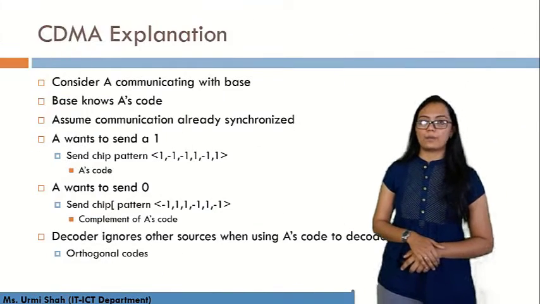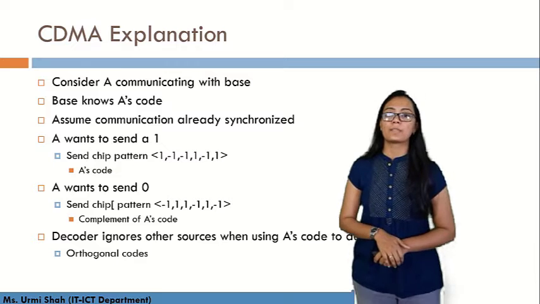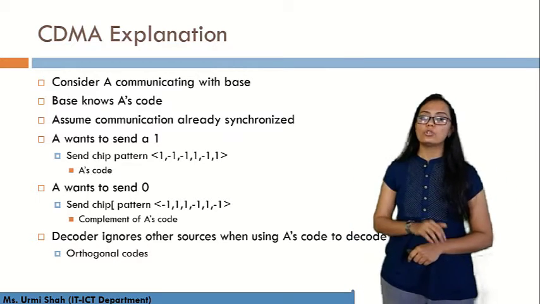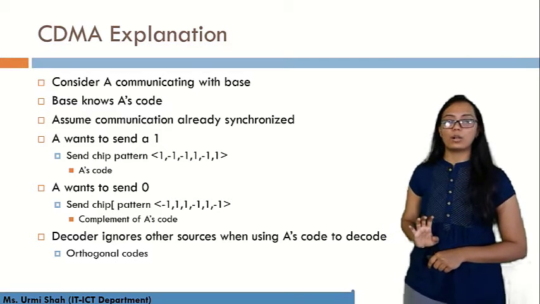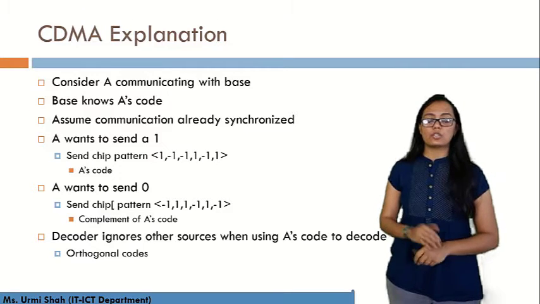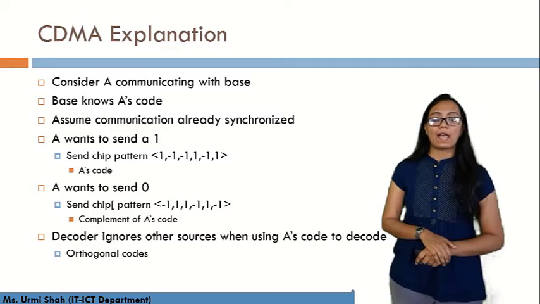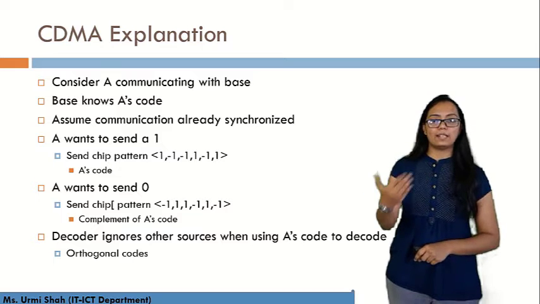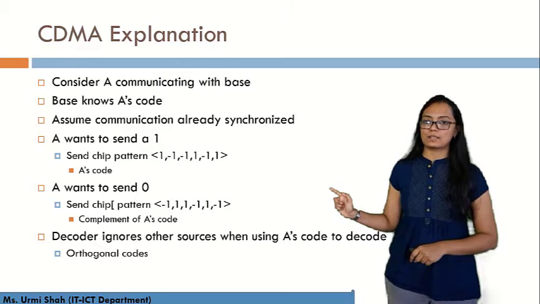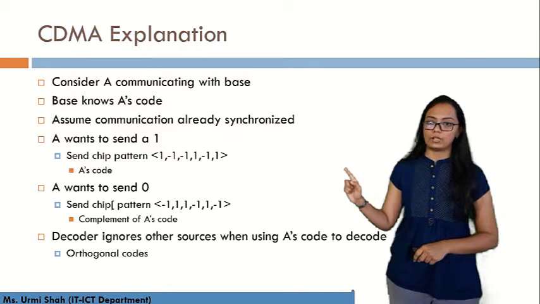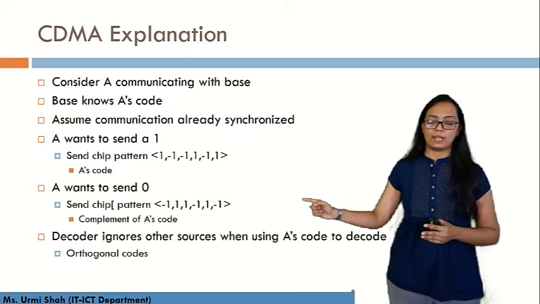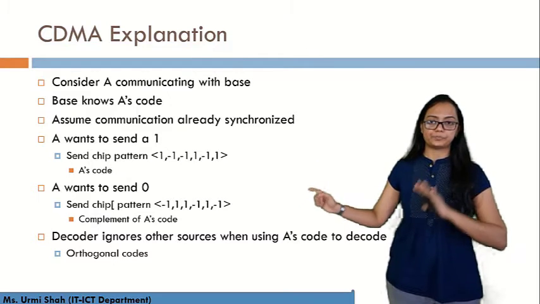Next, the example here depicts that, considering A communicating with the base, the base knows A's code. So A's code is already revealed. Assuming these assumptions, if the communication is in synchronization and A wants to send a data 1, then the sent chip pattern will be 1, -1, -1, 1, -1, 1. So this is basically the sending chip pattern for A. It is the code for A.